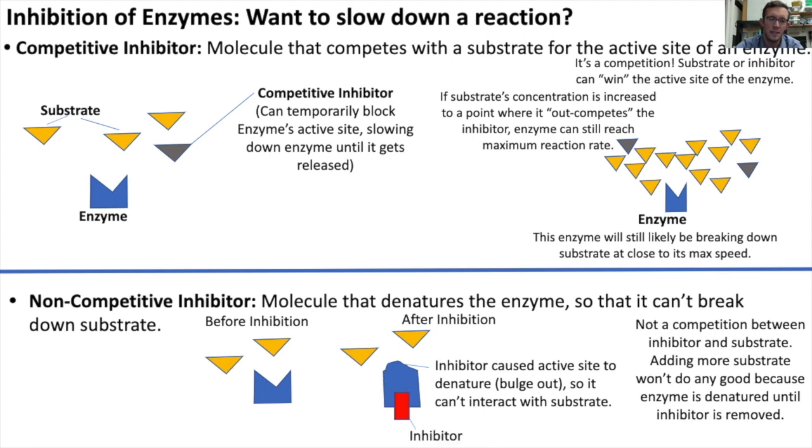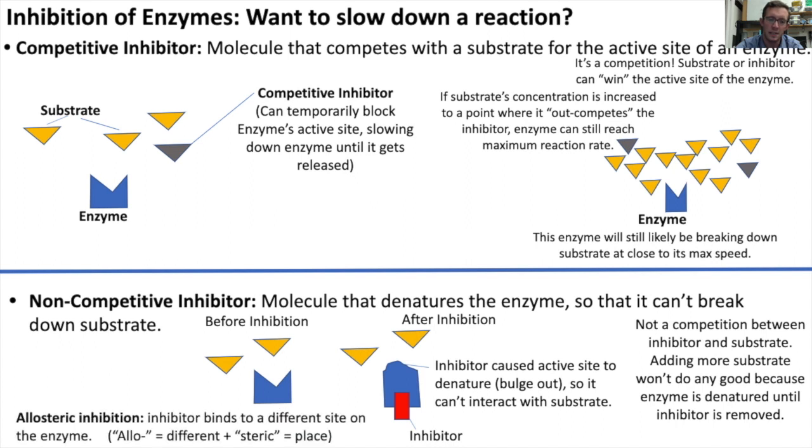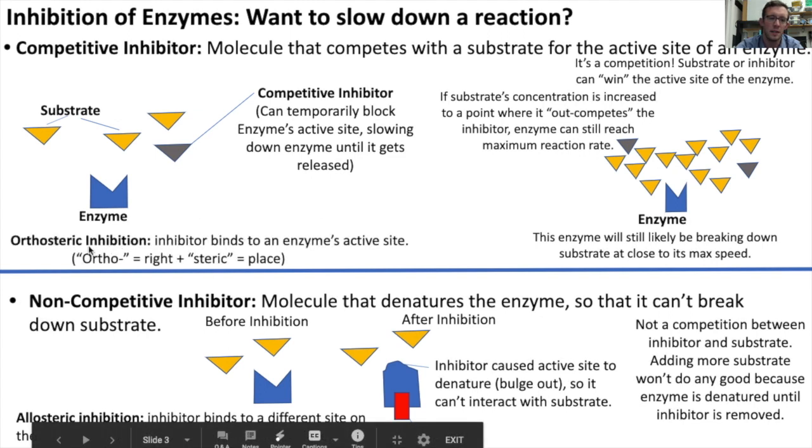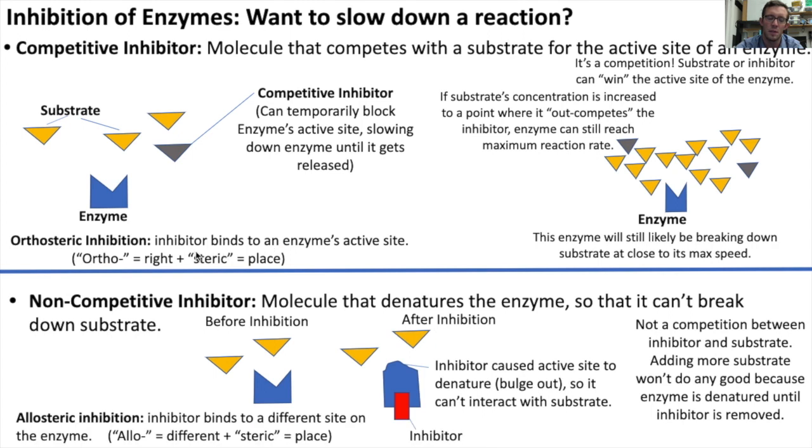And so we call this type of inhibition where the inhibitor binds to a non-active site on the enzyme, we call that allosteric inhibition. And we call this inhibition up top, the competitive inhibition, we call that orthosteric inhibition, where the inhibitor binds directly to the enzyme's active site.